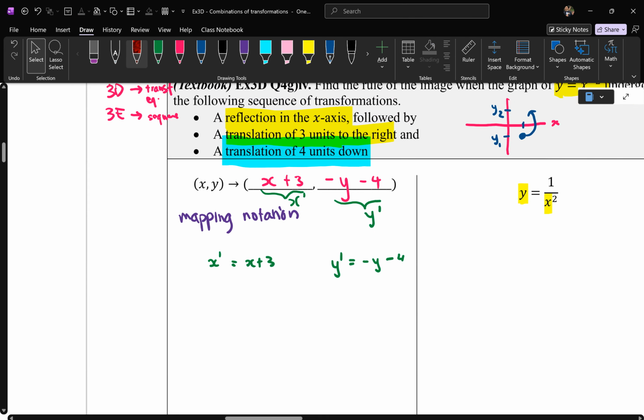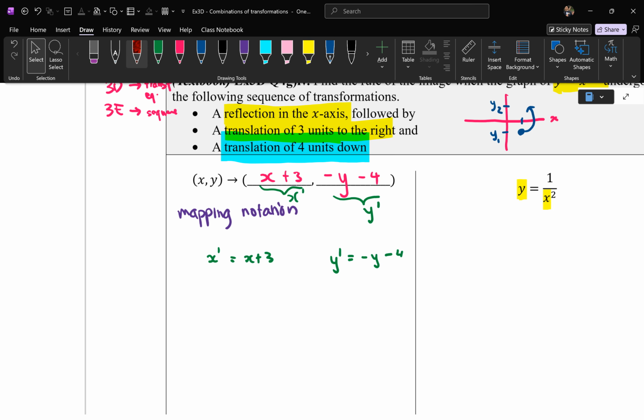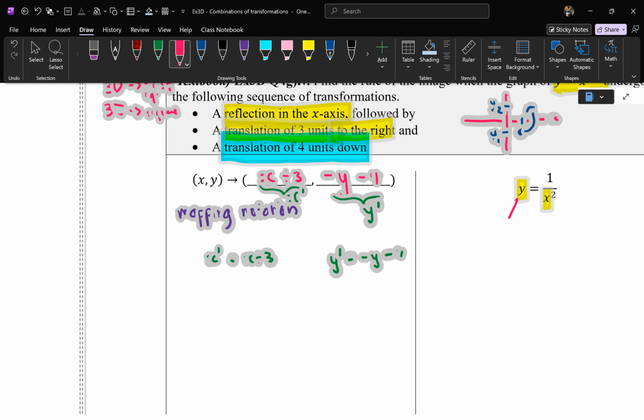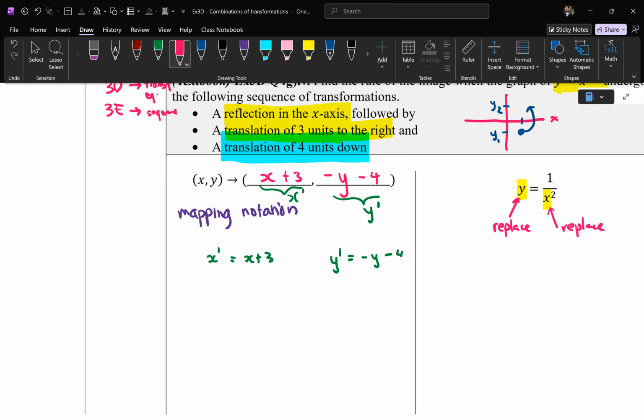What's your goal? Your goal is to find out the new equation. Right now, this is in terms of old x and old y. So if you can rewrite this equation with a new x and a new y in there, or x dash, y dash, then you've got yourself a new equation. So you need to replace the y, and you need to replace the x. But to replace that, you need to make the old x the subject, and the old y the subject.